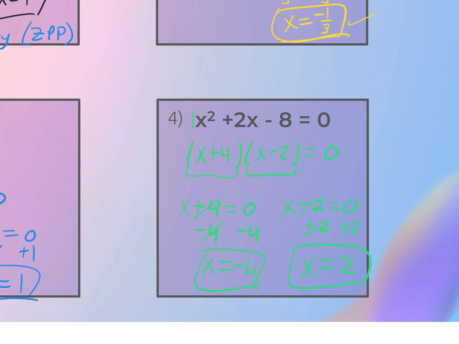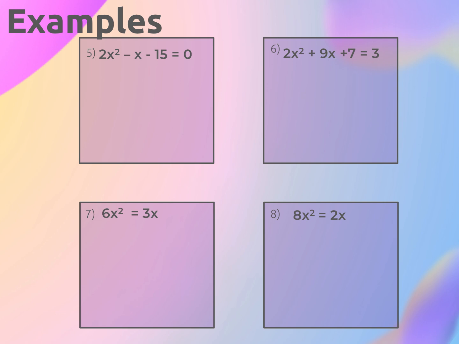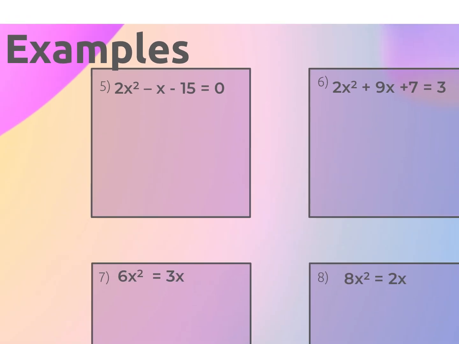So we get 2 solutions. Again, we should always get 2 solutions when the highest exponent is 2: x equals negative 4 and x equals 2. All right, now let's just keep going with some examples. So number 5.